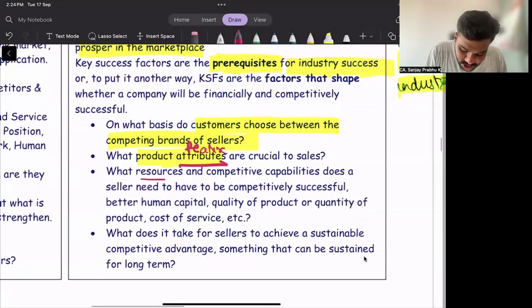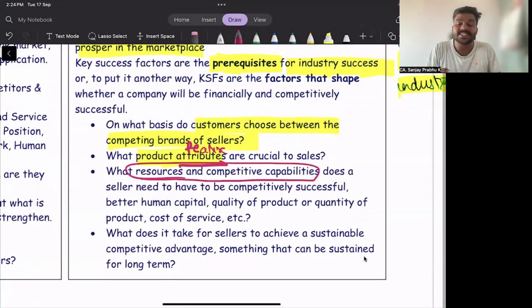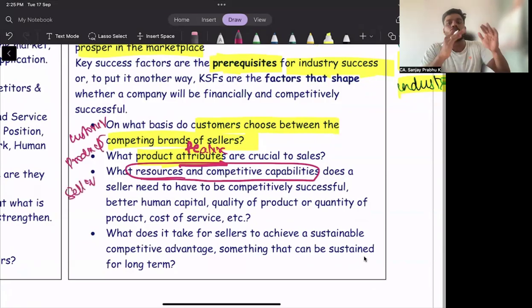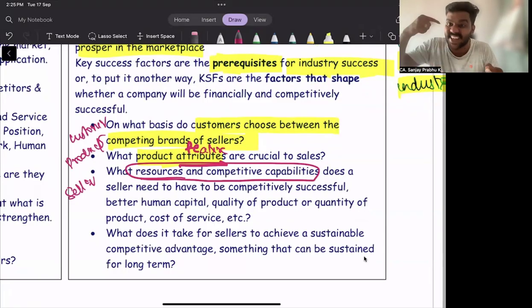Then what resources and competitive capabilities does a seller need? See, first we talk about customer, then we talk about product, now we are talking about seller. First we talked about the customer, on what basis a customer chooses between brands. Then we talked about products, which feature is going to boost the sale. Now we are talking about the seller, what resources and competitive capabilities a seller needs to be competitively successful.